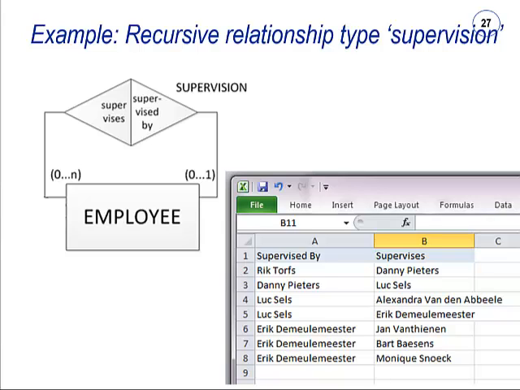And there you can see some example employees. You can see, for example, Rick Torfs supervises Danny Peters. Danny Peters supervises Luc Sels. Luc Sels will then supervise, he's the dean of our faculty, the various professors of the faculty. So he supervises multiple people. Vice versa, a person is only supervised by minimum 0, maximum 1 person. So you can see those unary relationships, those recursive relationship types come in quite handy here to model the hierarchical responsibilities between employees.